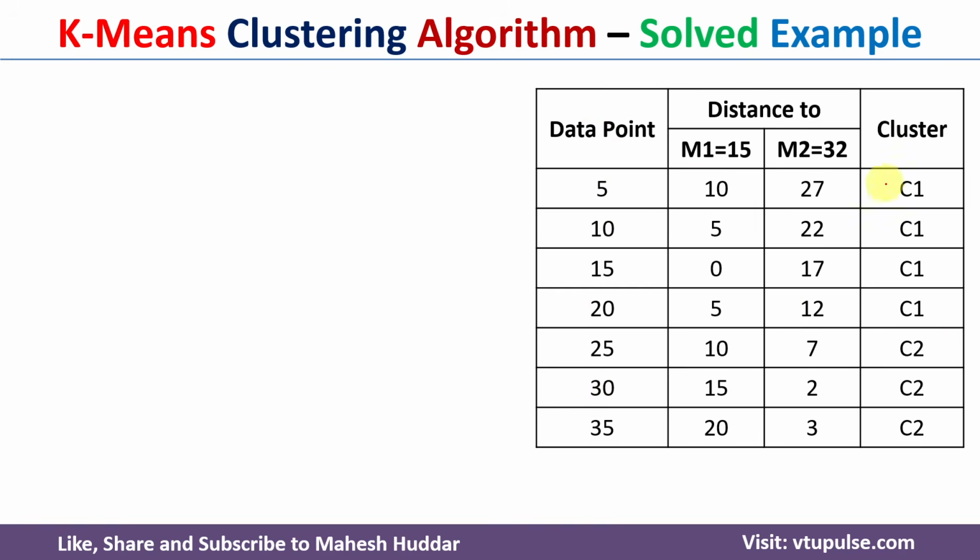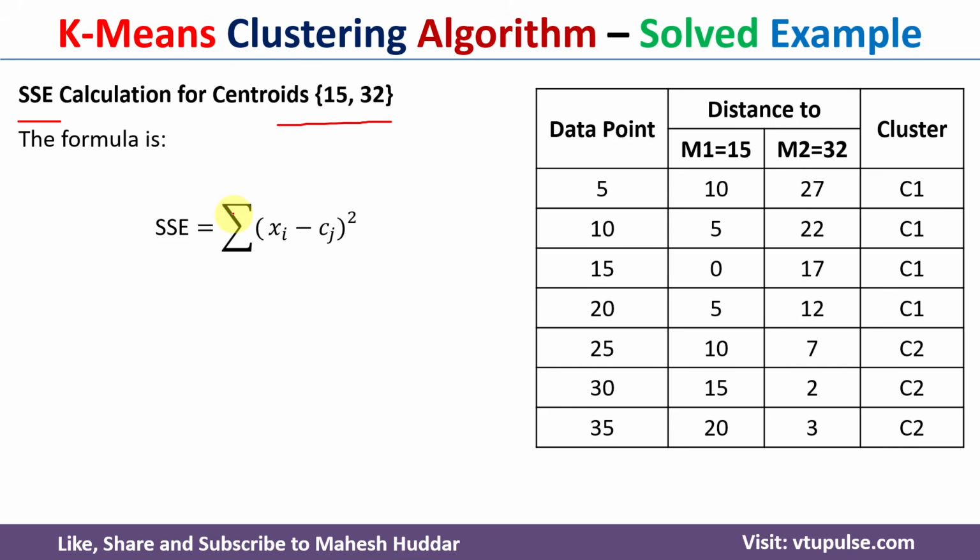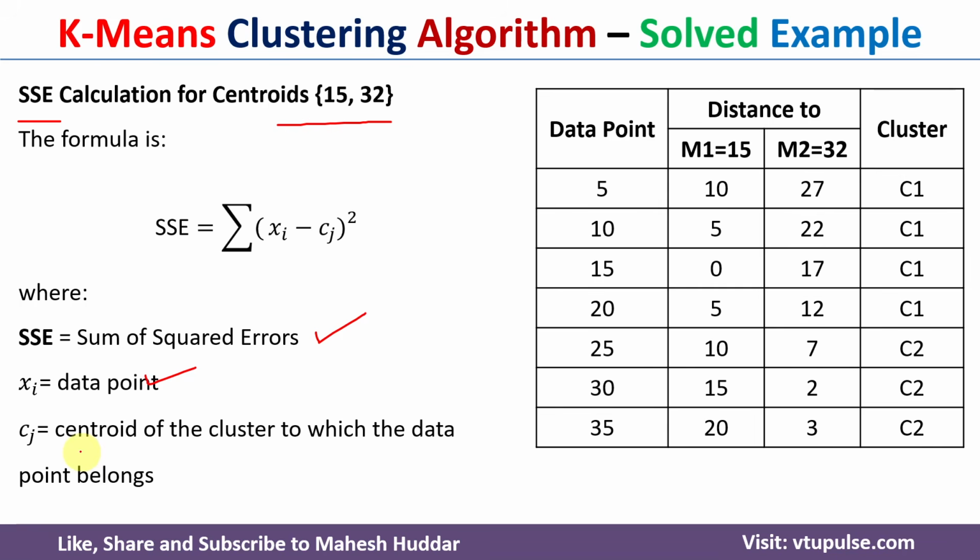Once you assign the data points to one of the clusters, next we need to calculate the SSE for the centroids 15 and 32. To calculate the SSE, we use the following formula, that is SSE is equal to the summation of (xi minus cj) squared, where SSE is the sum of squared errors, xi is a data point and cj is the centroid of the cluster to which the data point belongs.